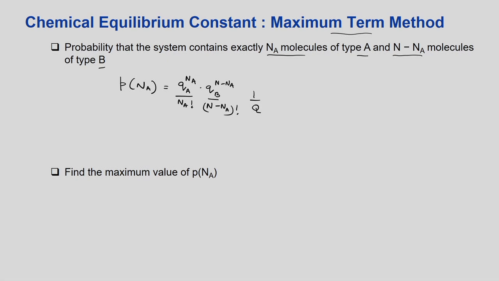So, based on this probability, we will try to find the maximum value of P of Na. Here this Q is nothing but what we derived earlier, it is QA plus QB to the power of N by N factorial. So, now let us find the maximum value of P of Na, and let us suppose at Na equal to Na star you get the maximum probability. For this you take the derivative. So, first convert them into ln terms. If you do the ln terms, it will be Na ln QA.